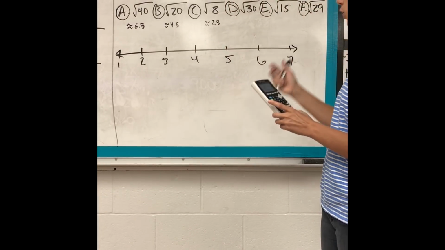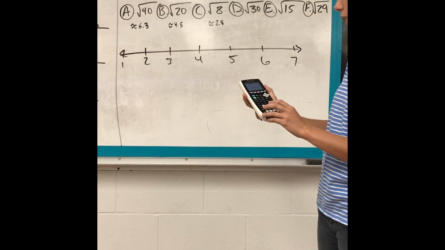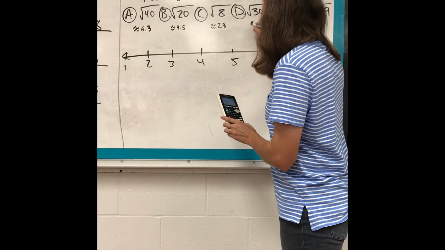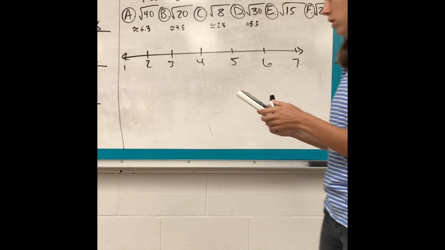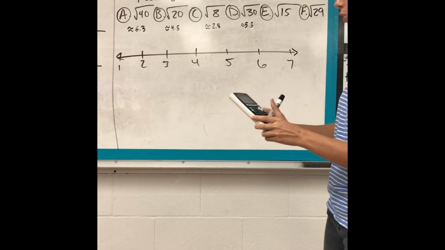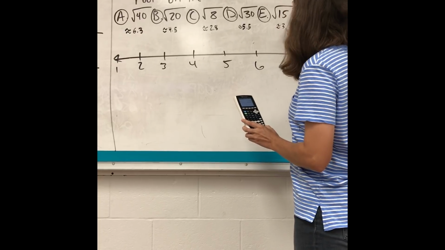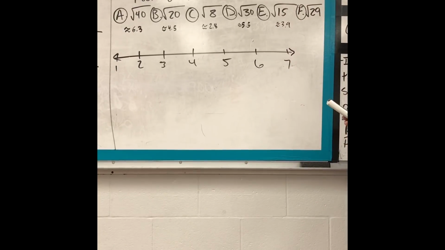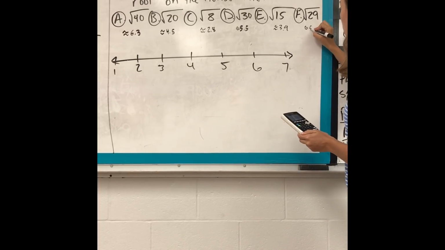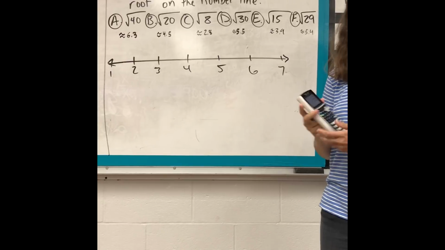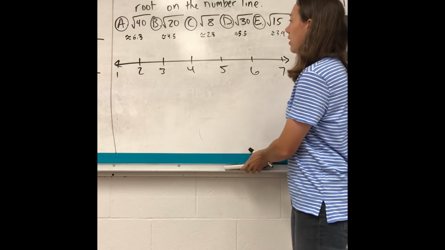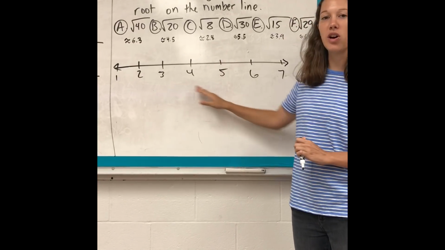I'm just going to continue doing this for all of my letters. So second x squared 30, the square root of 30 is about 5.5. The square root of 15 is about 3.9. And the square root of 29 is about 5.4. So once again, I'm just taking the square root in my calculator and getting their decimal approximations for each letter. Now that I have my decimals, I can place these on the number line.